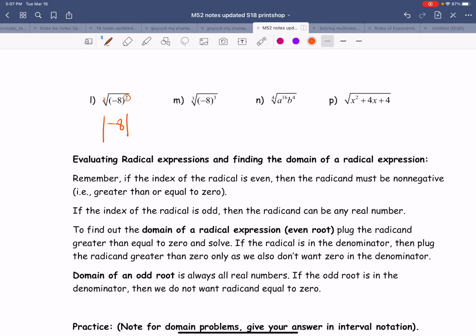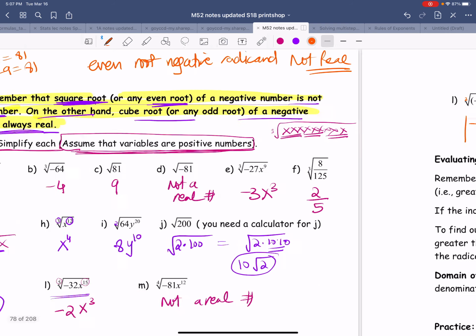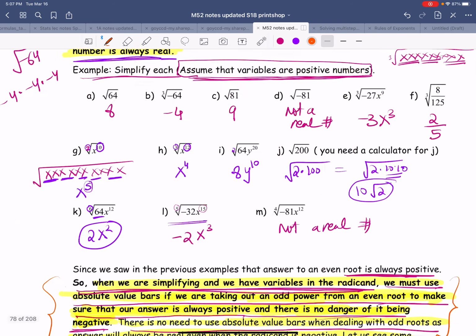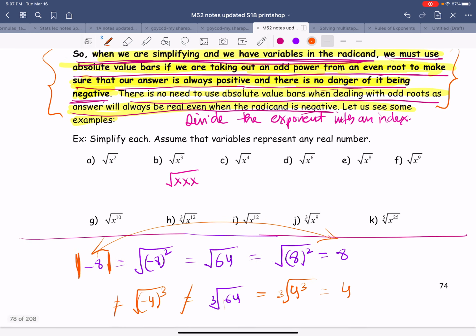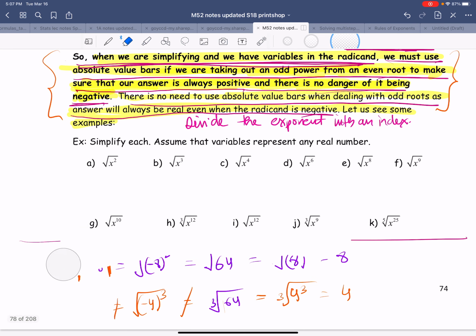In the next problem, I'm dealing with an odd root, so no need to worry about the bars. Just leave it as -8. Only when you're dealing with the even roots, and variable can be positive or negative. Variable can be any real numbers here. So variables, I skipped some examples. Let's go back and do these first, and then we can go further.